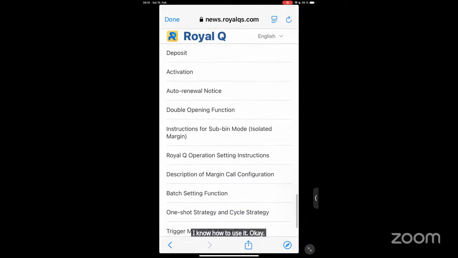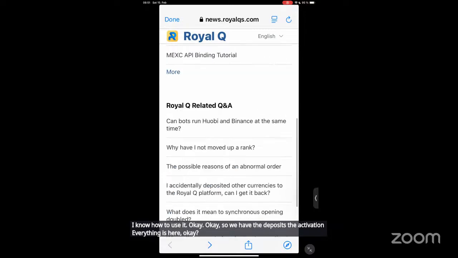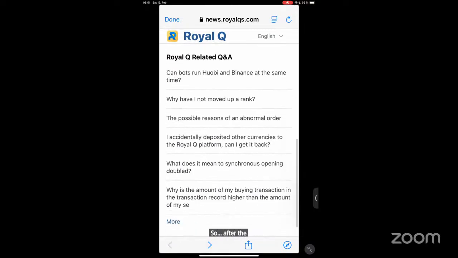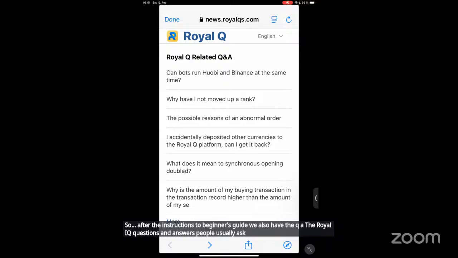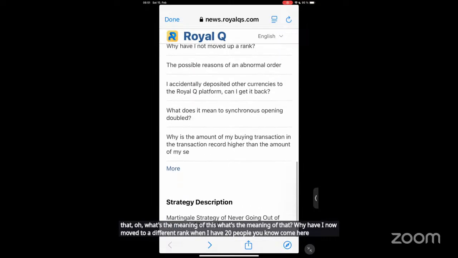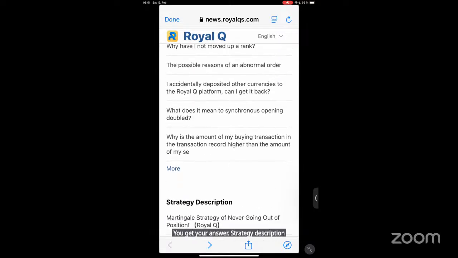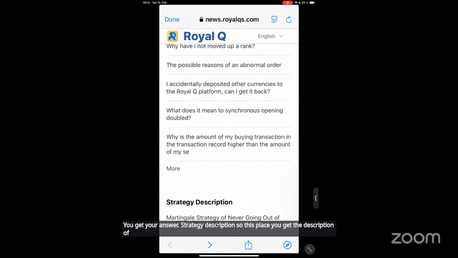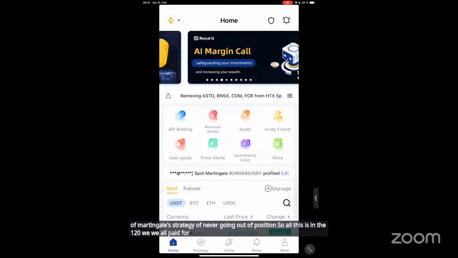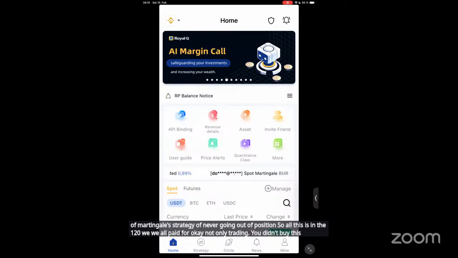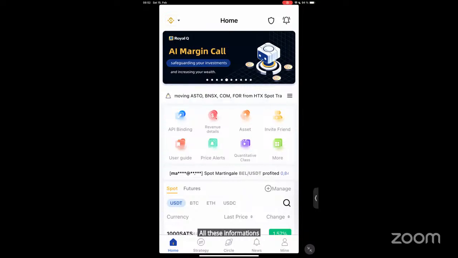Okay, so we have the deposits, the activation, everything is here. After the instructions to beginners guide, we also have the Q&A, the Royalq questions and answers people usually ask that they don't actually understand, like, what's the meaning of this? What's the meaning of that? Why have I now moved to a different rank when I have 20 people? Come here, you get your answer. Strategy description: this place, you get the description of Martingale's strategy of never going out of position. So all this is in the 120 we all paid for. Not only trading. You didn't buy this robot just to trade alone. All this information is at our disposal.